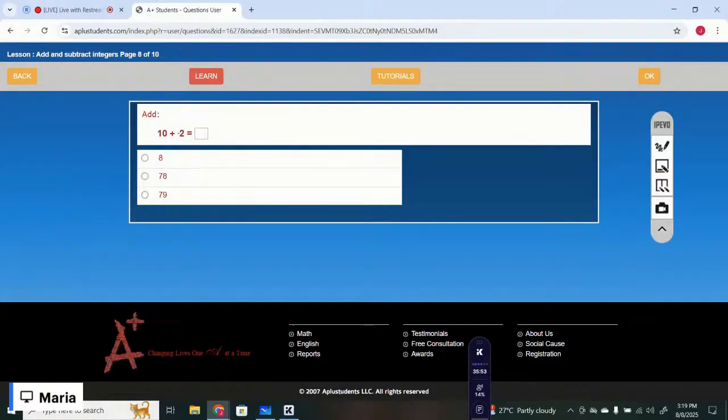Ten plus negative 2. Adding a positive number is same as subtracting. 10 minus 2 is 8. Option number 1 is the correct option.